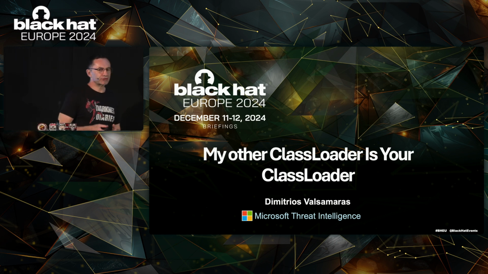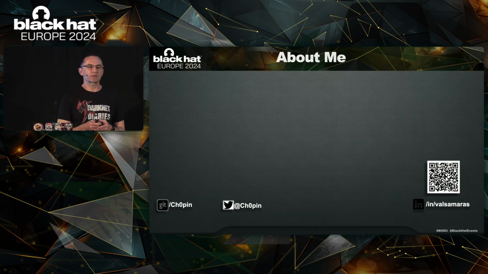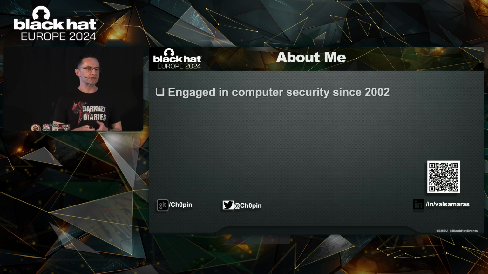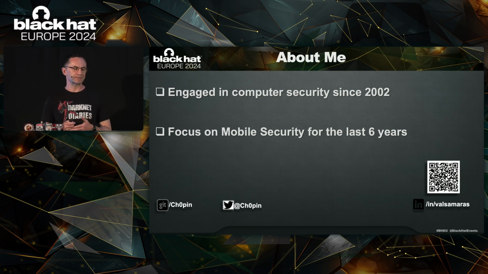My name is Dimitrios. I'm from Greece, and here are a few things about me. I've been engaged in computer security since 2002. I was a member of one of the first reverse engineering groups back in Greece, and I started my career as a network security engineer for about 10 years. Then I moved into developing for almost 5 years, and for the last 6 years, I focused mainly on mobile security.